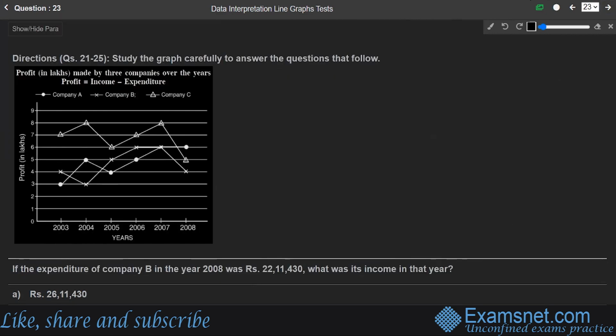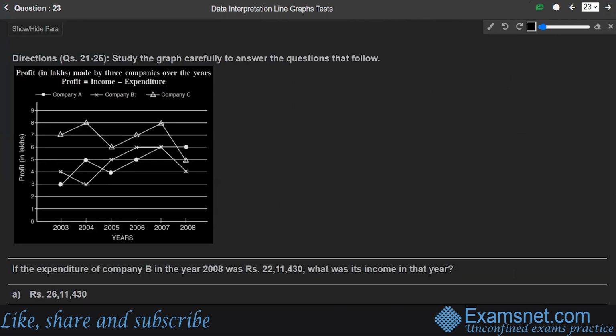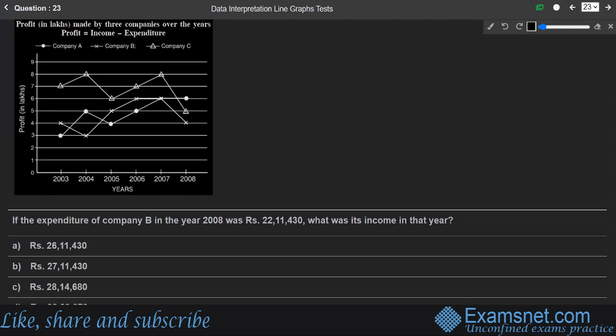Now, for the same line graph, we are supposed to answer a different question. The question is about profit. Profit is explained as income minus expenditure. That's what they are saying. For the same line graph, we are supposed to answer this particular question.